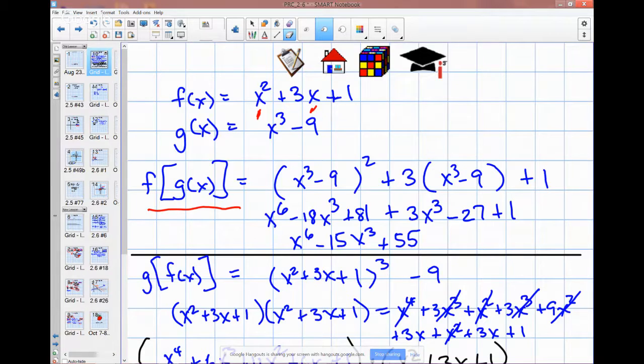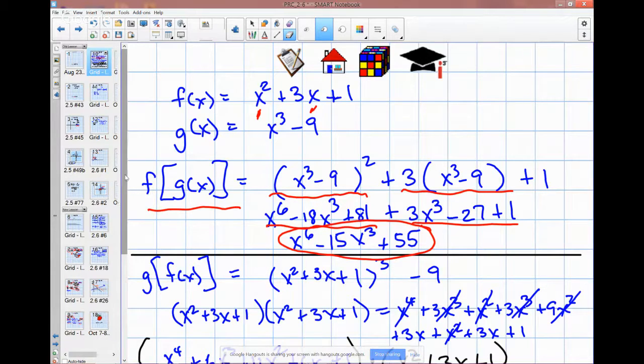Well, as you can see, that's a little messy because you've got x cubed minus 9 squared. You've got to multiply x cubed minus 9, parentheses, times parentheses, x cubed minus 9. Well, that results in this long thing underneath here. And then, I guess it's not that long. And then I've got to multiply 3 times this. Anyway, you put it all together, join the like terms, and there's f of g of x in this particular situation.